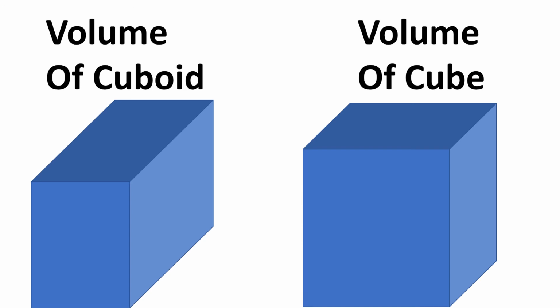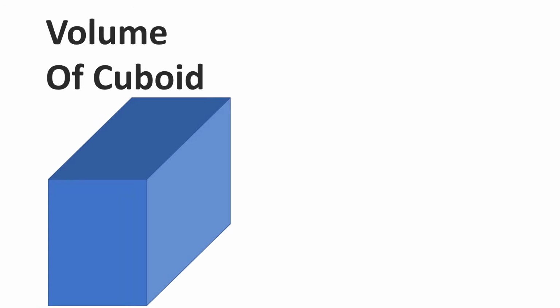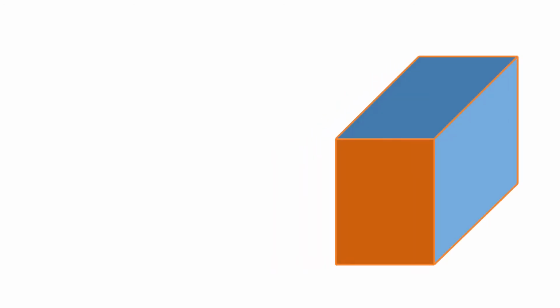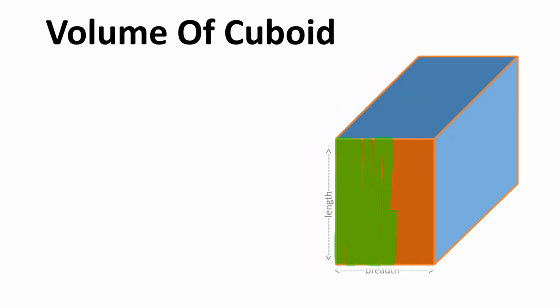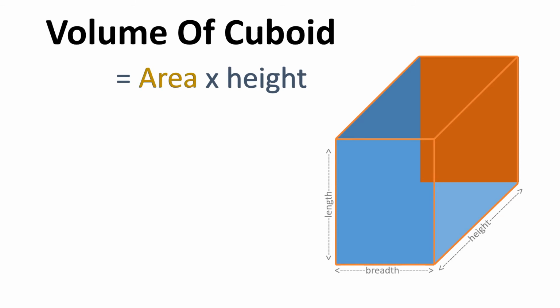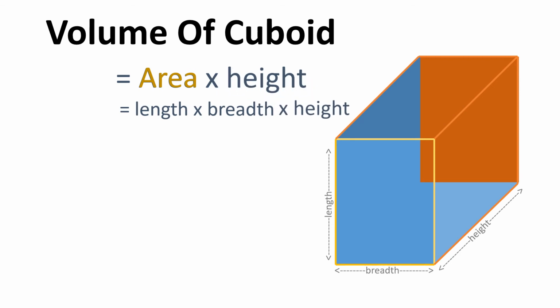Let's see how to find the volume of a cuboid and a cube. Volume of a cuboid is equal to area of 2D shape multiplied by the distance we moved called height. So volume of a cuboid is equal to area of rectangle multiplied by height. And area of rectangle is equal to length multiplied by breadth. So we get a new formula, volume of a cuboid is equal to length multiplied by breadth multiplied by height.